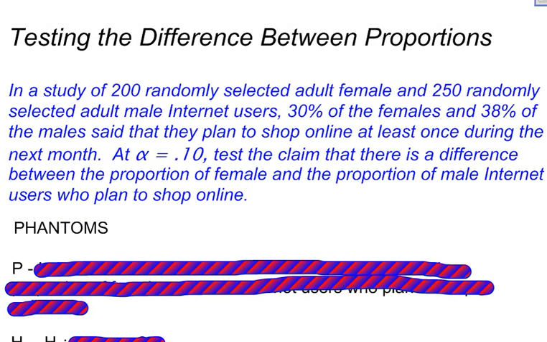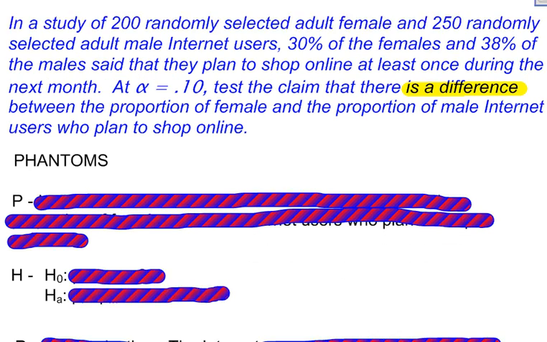Here's the question. It says, in a study of 200 randomly selected adult female and 250 randomly selected adult male internet users, 30% of the females and 38% of the males said that they plan to shop online at least once during the next month. At alpha equals 0.1, test the claim that there is a difference. I'm going to highlight this right here. There is a difference between the proportion of female and the proportion of male internet users who plan to shop online. So let's just jump right into PHANTOMS.